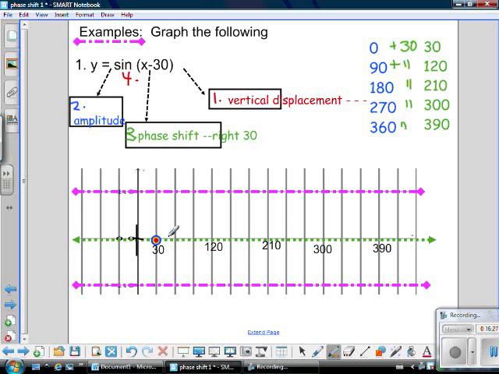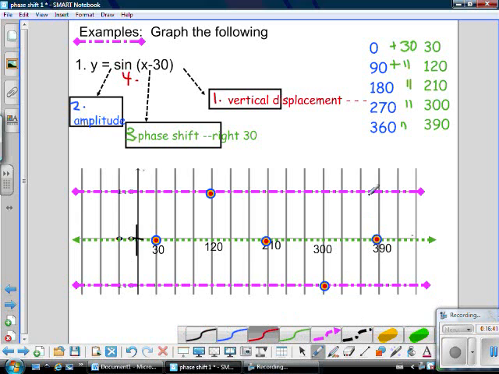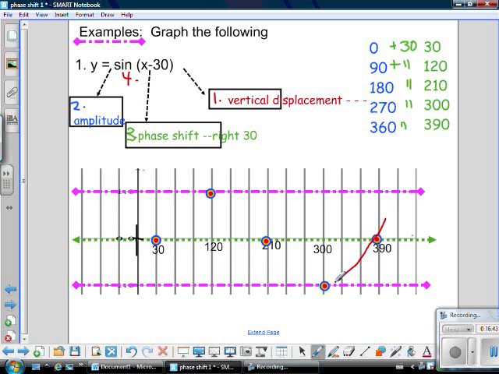Then we also know it goes up, and the next place it's going to cross is at 120, back down to 210, 300, 390. Okay, and so now we have our points, and now it's just a matter of putting a smooth curve. Mine won't be really great because I'm using a mouse to draw it, but not too bad. And we put arrows at the end. So that's what it is. It's really not that bad, especially if you use this method.